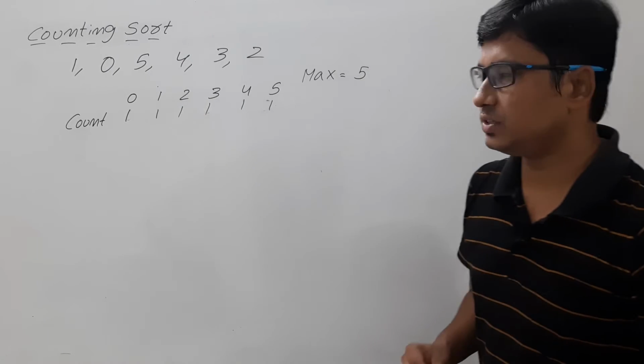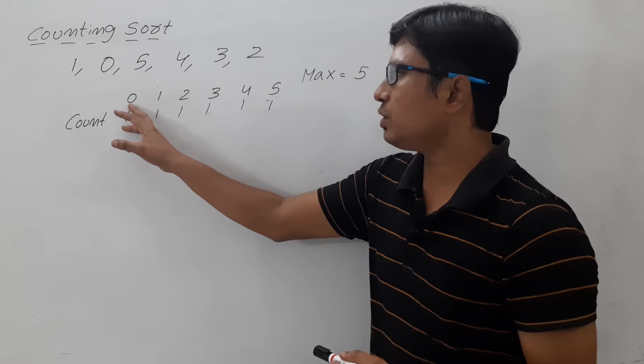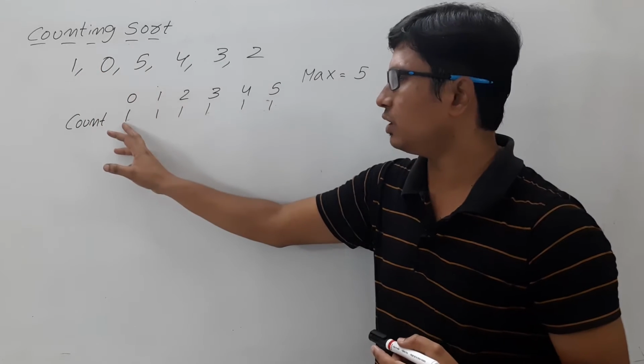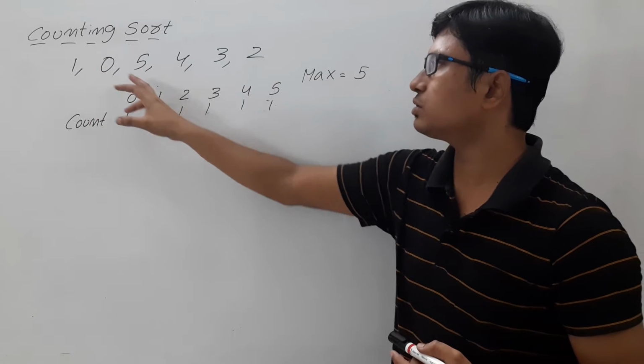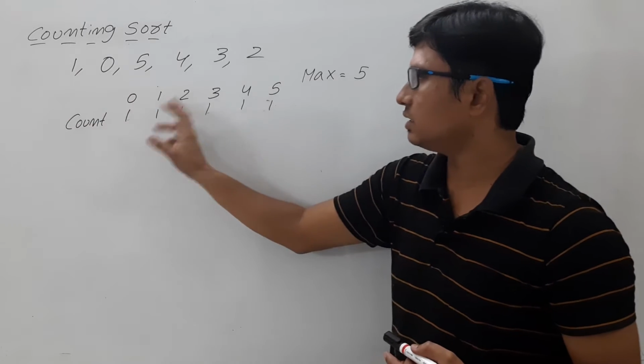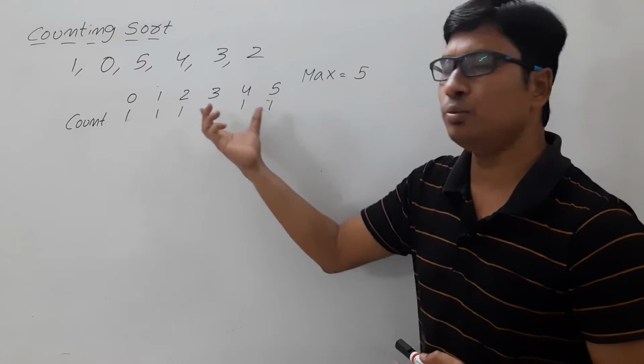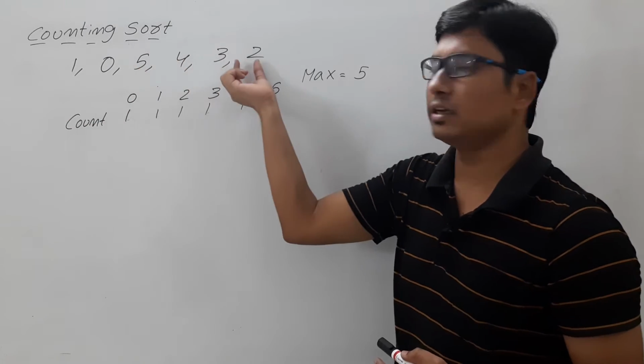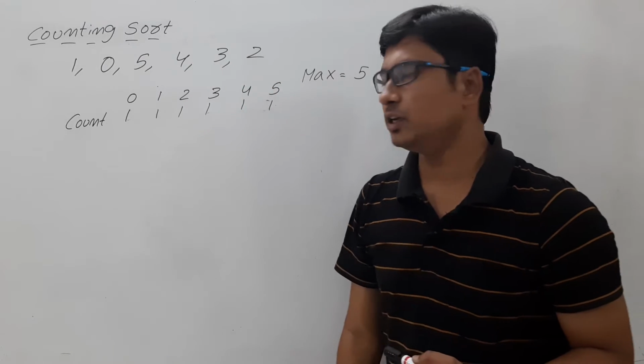What is the meaning of this array? 0 has occurred in the input only once. Similarly, 1 also occurred once in the input. So that is the meaning: how many times each element has occurred in the input.